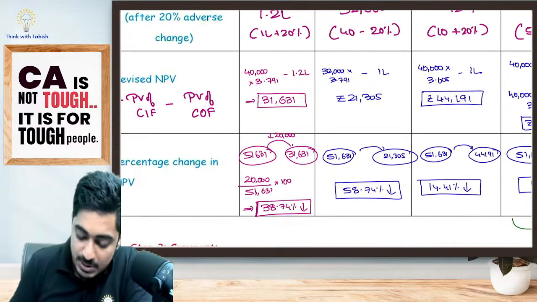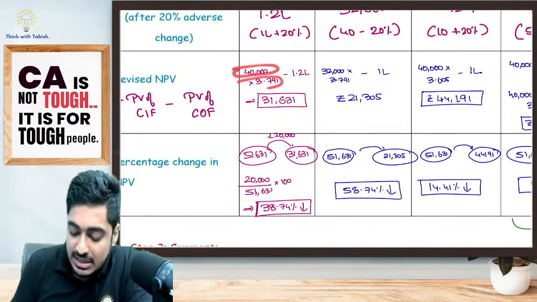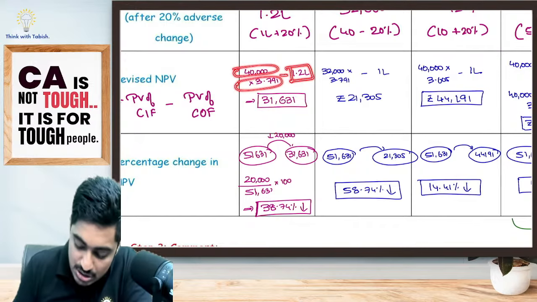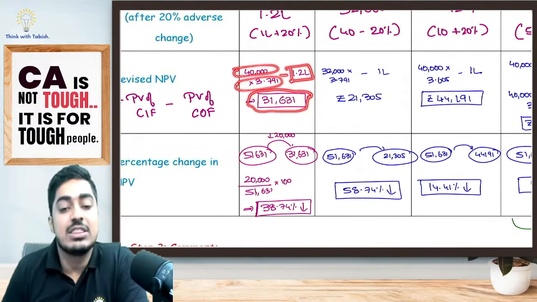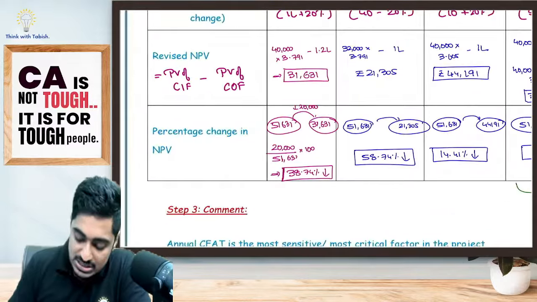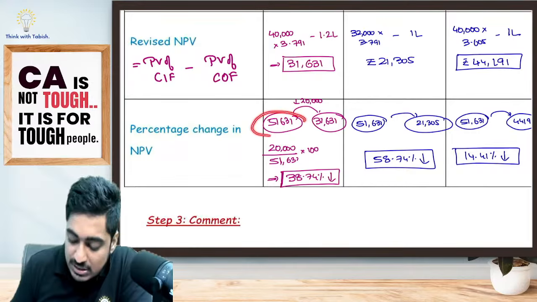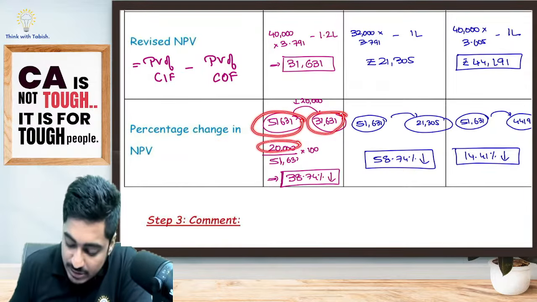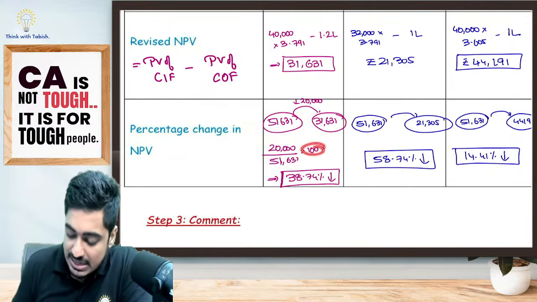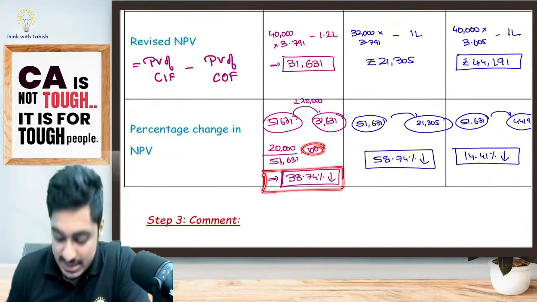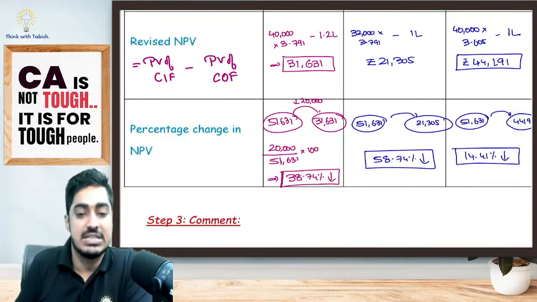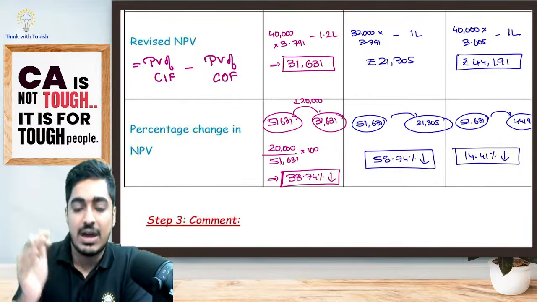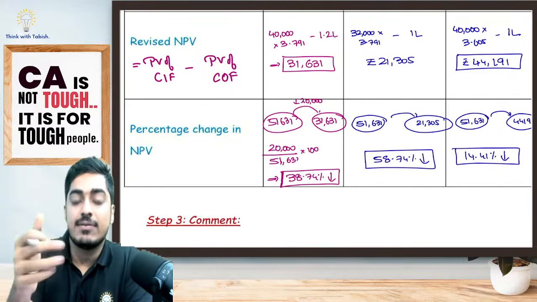Yes, I will calculate the NPV. 40,000 every year I am getting, into present value annuity factor, minus initial investment, now 1,20,000. So how much NPV will I be having? 31,631. So look at this, students. Previously my NPV was 51,631, but now it came down to 31,631. It reduced by 20,000 from 51,631. That means my NPV has reduced by 38.74%. Is this clear? Similarly, for every factor, one factor at a time, I will calculate the revised NPV.